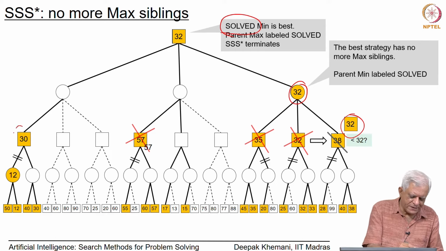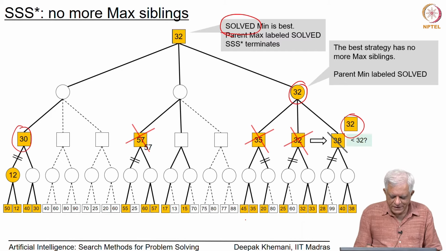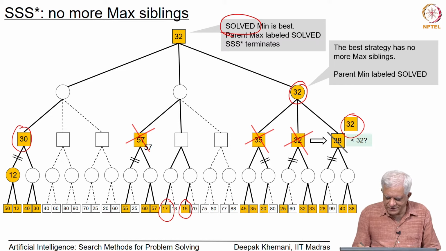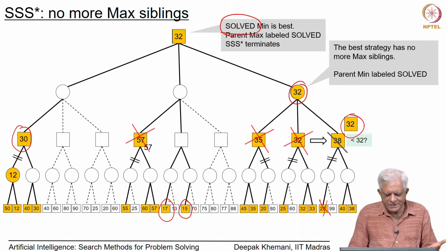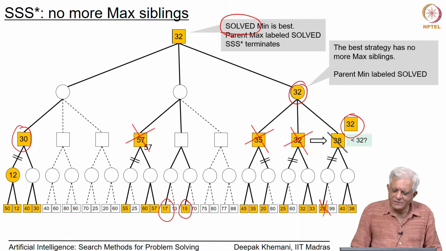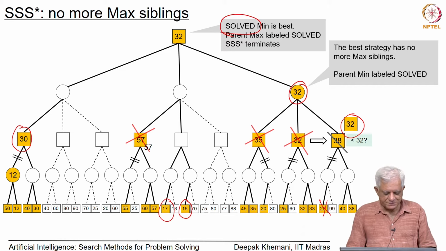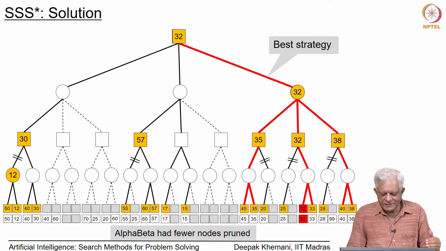Clearly 32 is better than 30, which is still hanging around in the priority queue, it is better than 17, which is hanging around, it is better than 15, which is hanging around, and this one has obviously been pruned away at some point. So, it is a best strategy, it will be at the head of the priority queue, and the moment we pop the root node, we can return the minimax value as 32. So, that is what we get.